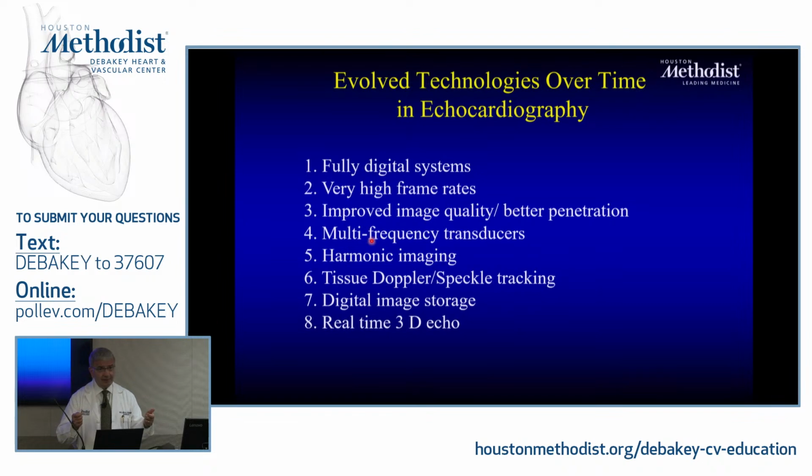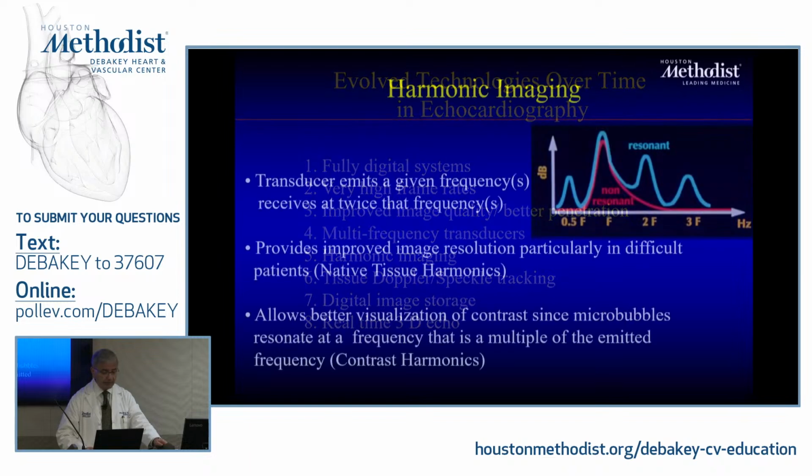In the past, if you wanted a 5 megahertz as opposed to a 2.5 megahertz transducer, you had to change your transducer, put a new one in, and all of these were fixed. Nowadays, you have multi-frequency transducers, so with a button, I could change from a dominance of low to a higher frequency, and remember, high frequency gives me better resolution, right? Harmonic imaging, we will talk about. A nice discovery on the way to something else. Tissue Doppler, speckle, digital image storage, real-time 3D, all these are amazing things.